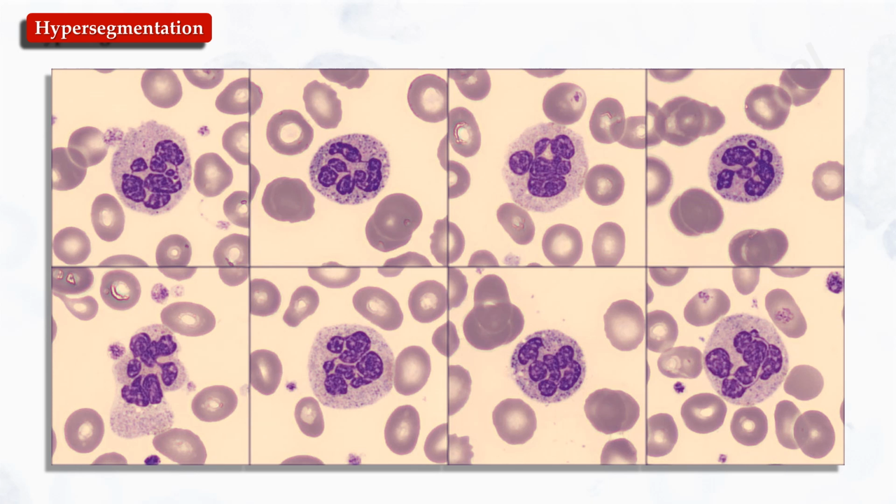Composite image of peripheral blood smear from a patient with megaloblastic anemia showing hypersegmented neutrophils.